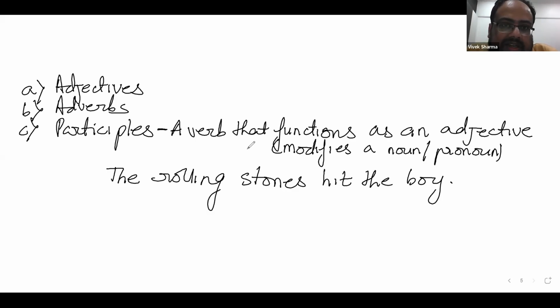What is the participle in this sentence, in case there's a participle? Ritik, correct. Anubhi, correct. Anshul, different answer. Anybody else? Participle will be a verb that performs the function of an adjective. Tanya, correct.